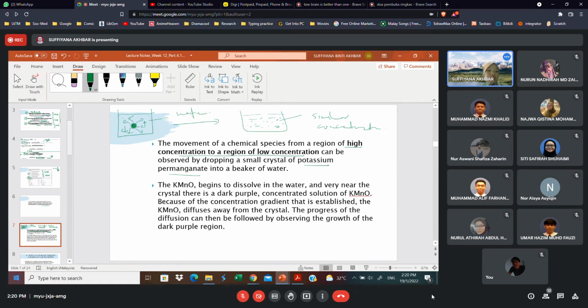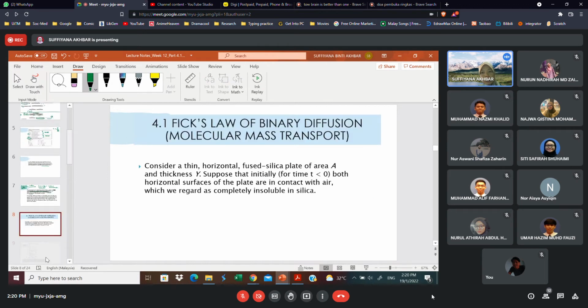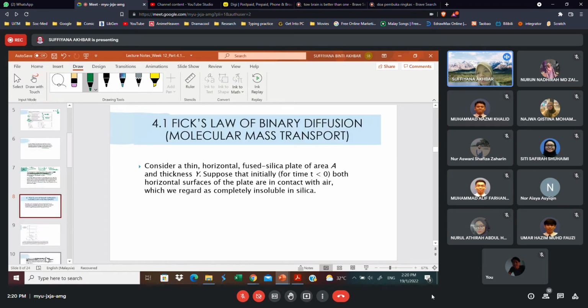Okay, now we look at how Fick's law of binary diffusion was developed. This Fick's law of binary diffusion is also known as molecular mass transport. So consider a thin horizontal fused silica plate of area A and thickness Y. Suppose that initially, for time t less than 0, both horizontal surfaces of the plate are in contact with air, which we regard as completely insoluble in silica.